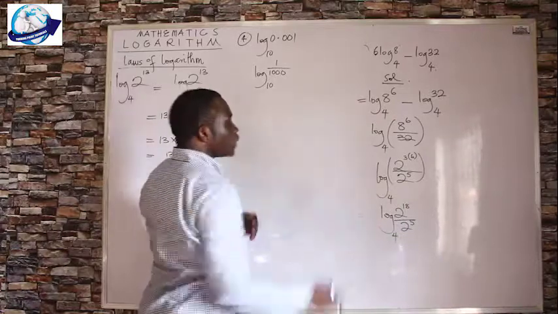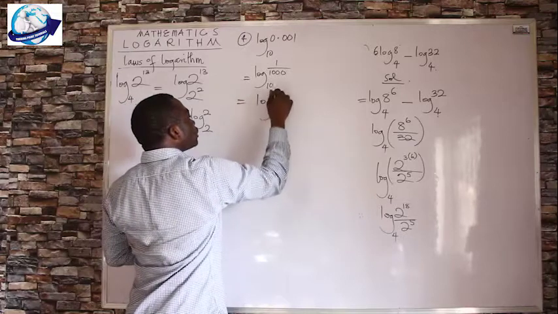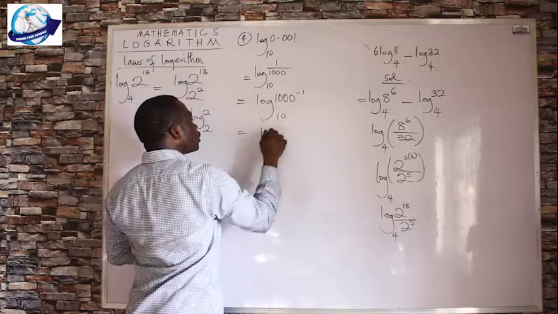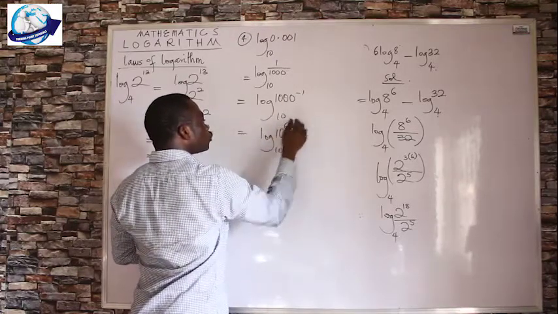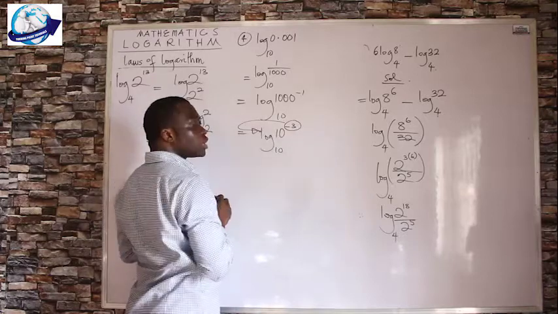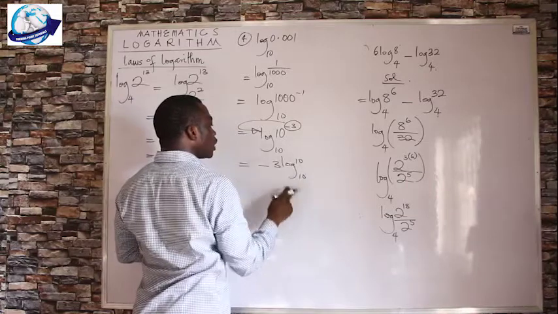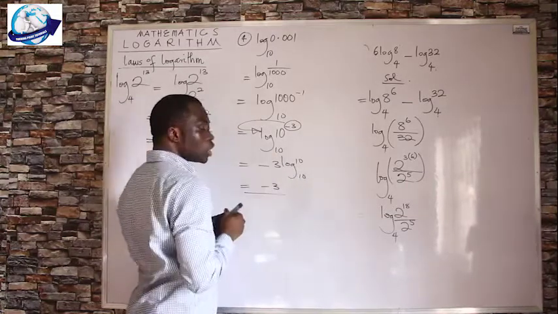So that means everything I have here should be log of 1000 to the power minus 1 base 10, which gives you log what? 10 raised to the power what? Minus 3 base 10. Of course, you know that this will come back to multiply the logarithm. That gives you what? Minus 3 log 10 base 10. And now log 10 base 10 is what? 1. 1 times minus 3 gives you minus 3. This is the resolution to this question.